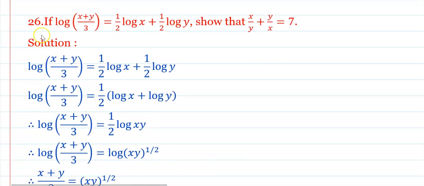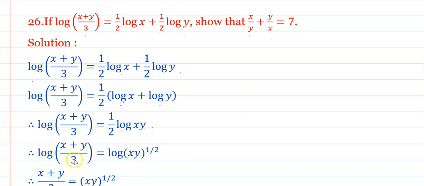Now the next. If log of (x plus y) upon 3 is equal to 1 upon 2 log of x plus 1 upon 2 log of y, then show that x upon y plus y upon x is equal to 7. Okay, now see this. Log of (x plus y) upon 3 is equal to 1 upon 2 log x plus 1 upon 2 log y. Now again we simplify this. Log x plus log y means log of x into y. Again, 1 upon 2 log of xy means log of xy raised to 1 upon 2.